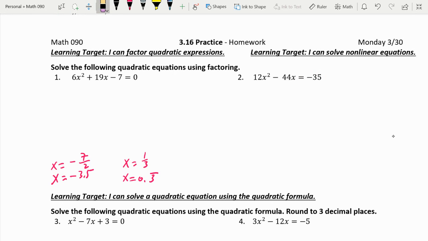So what am I going to do? I'm going to change that sign. All I'm going to do is change the sign, move it to the other side of the equal sign. So I have 12x squared minus 44x plus 35 equal to 0. Once I get it equal to 0, now I know that here's A, there's B, there's C. Now, since this is going to take me a little bit of room, I'm going to slide over a little bit.